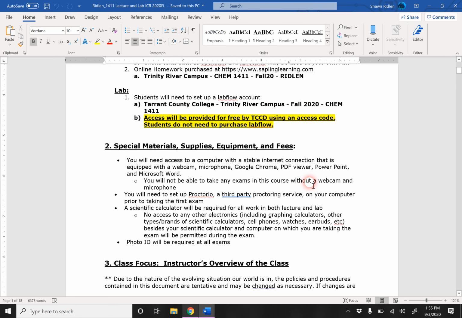Special materials, the main thing that you'll need is a computer with a webcam, a microphone. You need to have Google Chrome installed, and it's a good idea to have a PDF viewer, PowerPoint, and Microsoft Word. Those are the main things you're going to be using. And if you have alternate versions like LibreOffice or something like that, that will work fine too. But you will need to be able to open Word documents, PDFs, PowerPoints, and you'll need Chrome, a webcam, and a microphone for the exams.